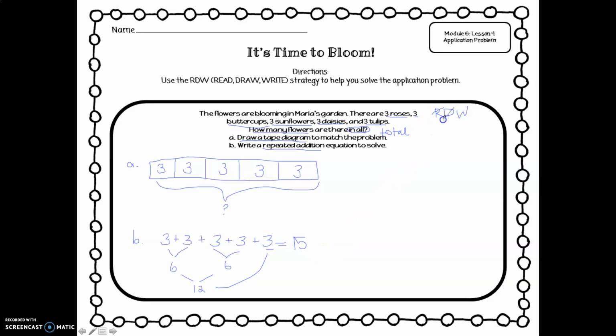All right, we've drawn our math models, and now we need to write our sentence to answer the question, how many flowers are there in all? There are 15 flowers in all. All right, great job, mathematicians, on finishing out this sentence.